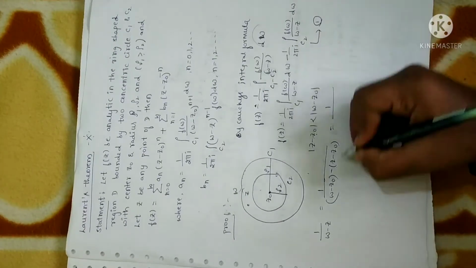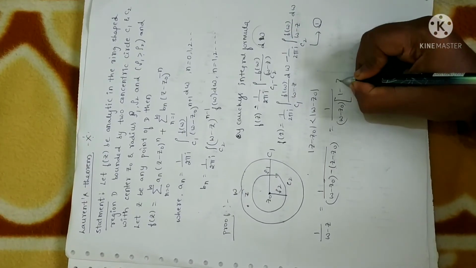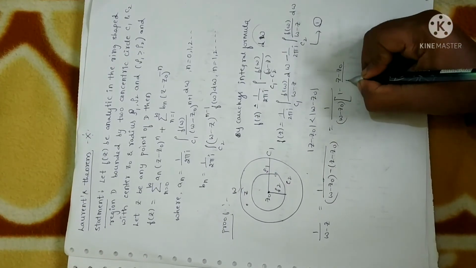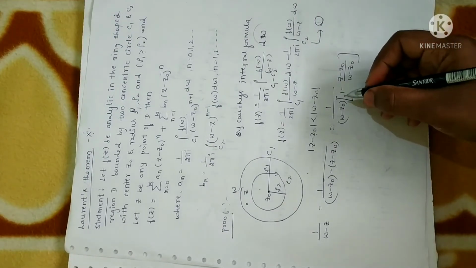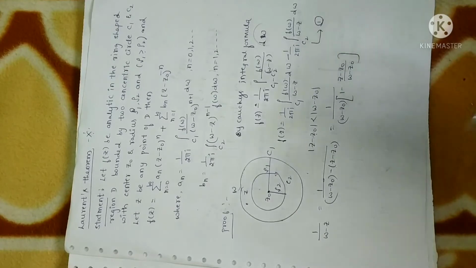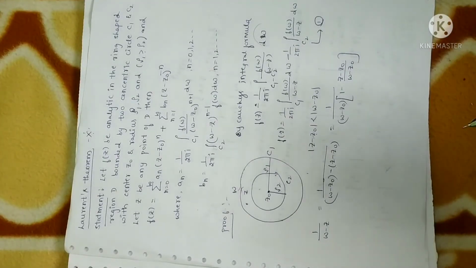So 1 divided by w minus z naught; let me take w minus z naught as a common term. So you will get 1 minus z naught divided by w minus z naught. Fine. Now as I already told you, we have to expand this by using the infinite series expansion that we already learned, that is (1 minus x) power of minus 1.